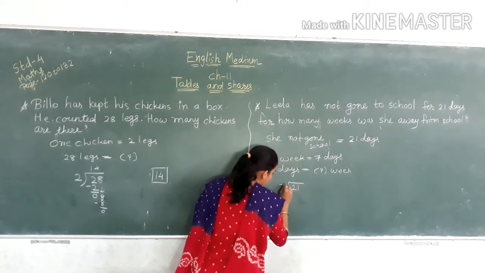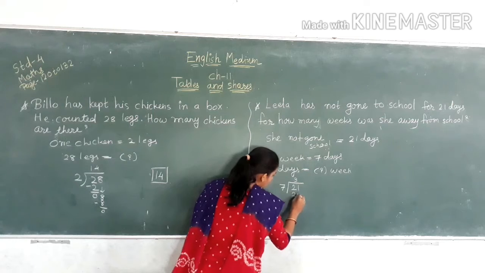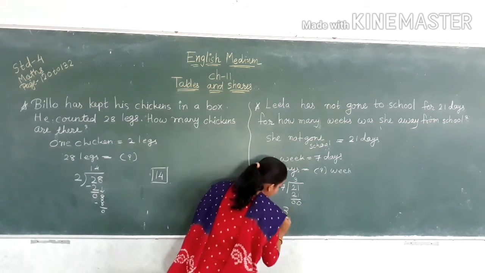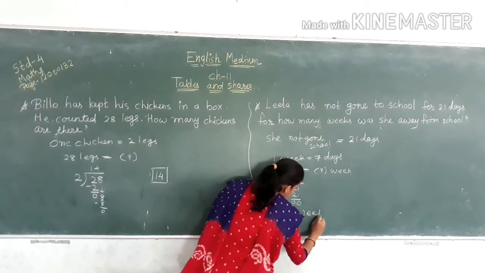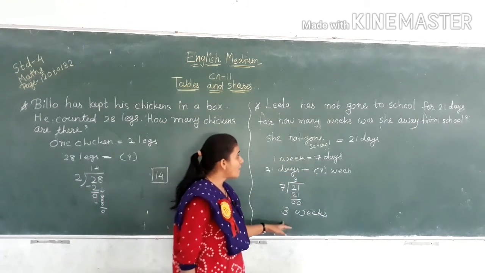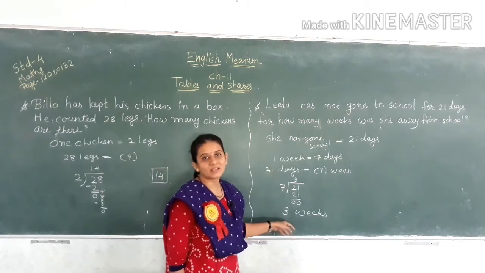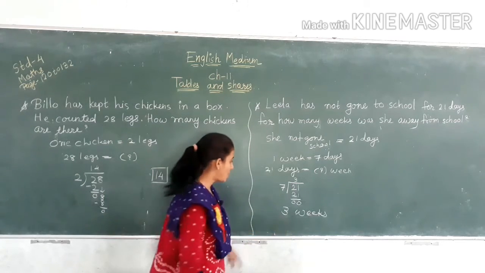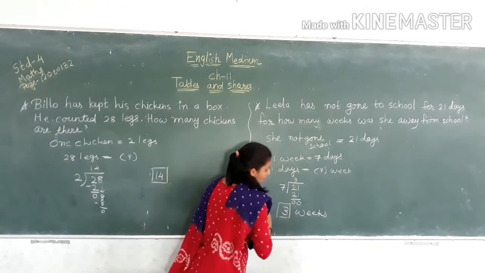21 divided by 7. 7 3s are 21. That means 3 weeks. So, away from school for 3 weeks.